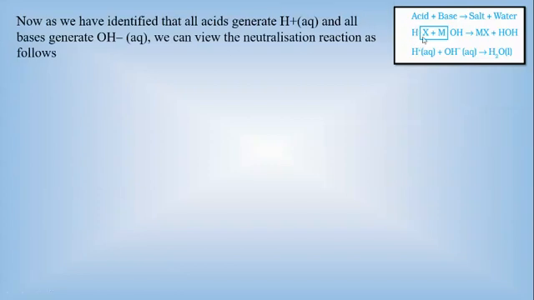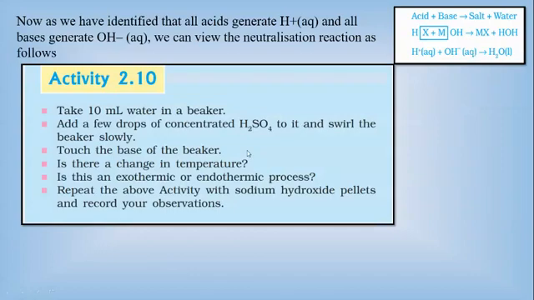Here H is the H plus ion, X is a non-metal, M is a metal, and OH is the OH minus ion. Here MX is the salt, and HOH is the water. It is nothing but H2O, two atoms of hydrogen and one atom of oxygen. So what happens when an acid and base react? When an acid, that is H plus, and a base, OH minus, react, it gives us water. So this is the neutralization reaction.